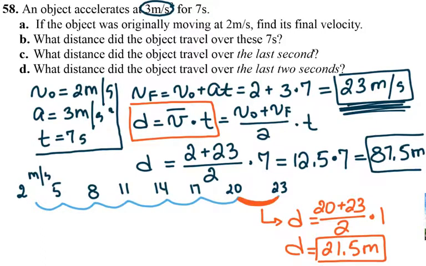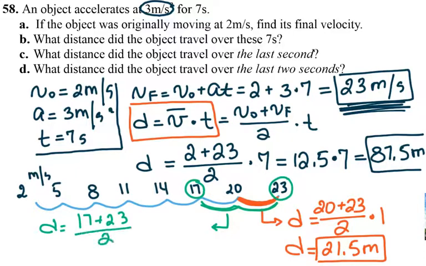And then the distance the object traveled over the last 2 seconds. So now I need the distance traveled over the last 2 seconds. So I'm looking for this distance. And again, the distance is equal to average velocity times the time. I'm looking at 17 and 23 for these 2 seconds. So the average is 17 plus 23 divided by 2, over the last 2 seconds. So that's 2 seconds for the time. The 2 and 2 can be cancelled, and it looks like it's going to be 40 meters. So over the last 2 seconds, the object traveled 40 meters.